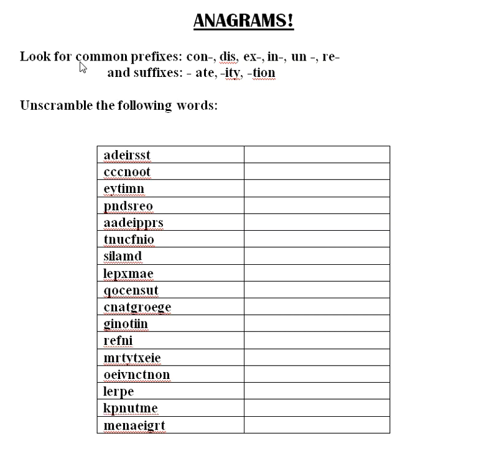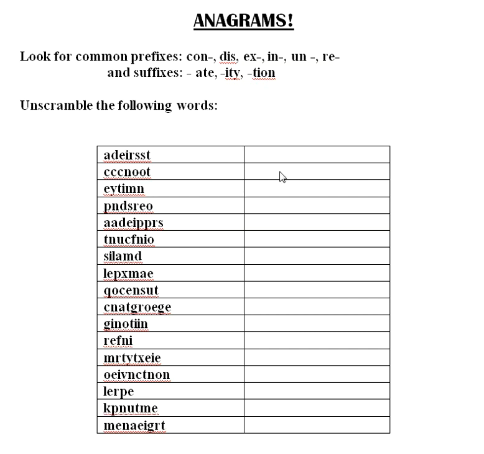So the main thing I do is to focus on parts of words. Here we're looking for common prefixes, and I've given a list of 6 common ones: con, dis, ex, in, un, re, and 3 suffixes: ate, normally a verb; ity, normally a noun; shun, normally a noun.